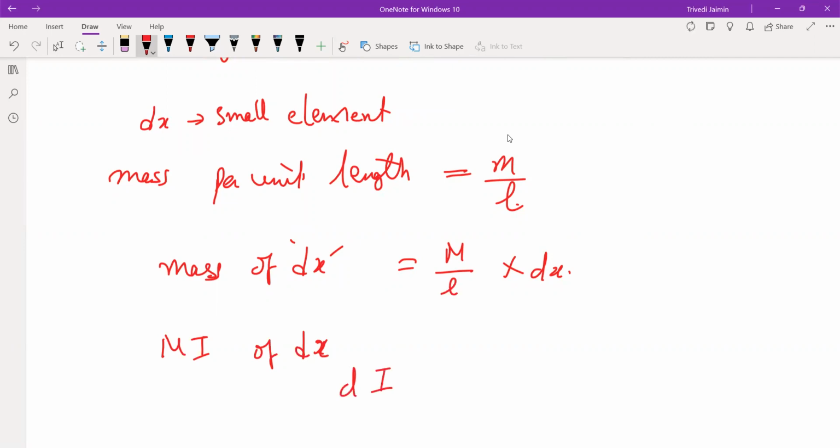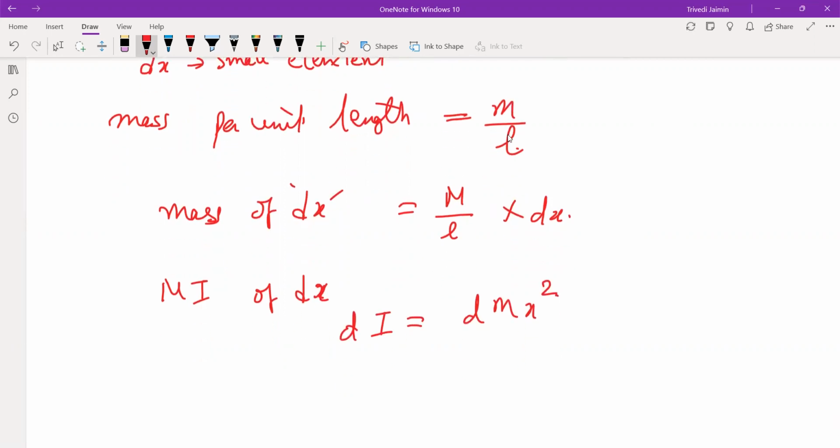So we'll take dI equals dm x square. This dm was the small mass. So dm is M by L into dx.